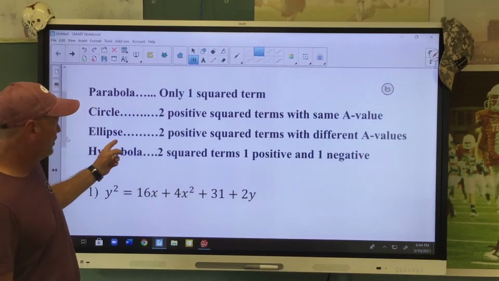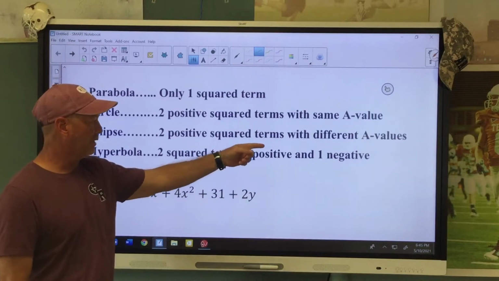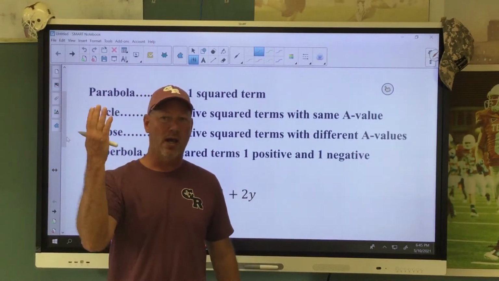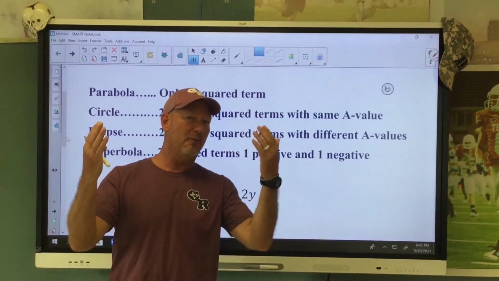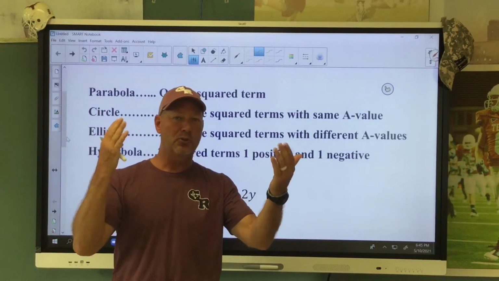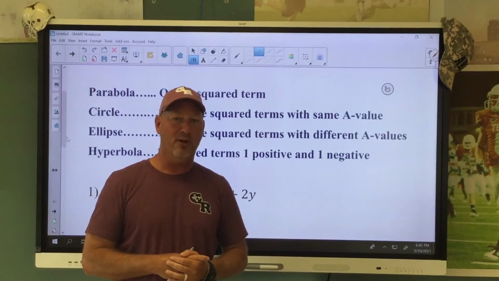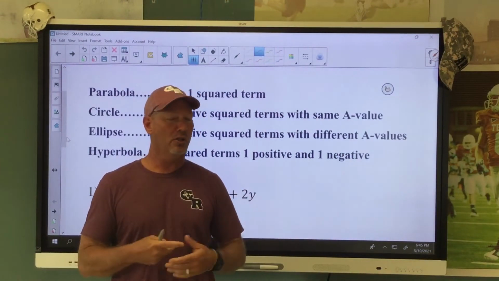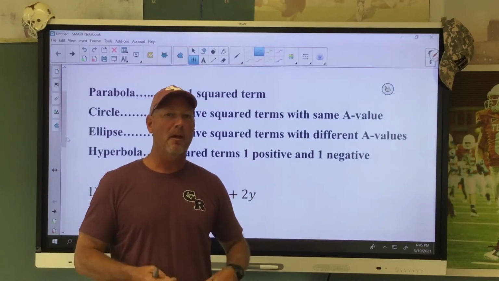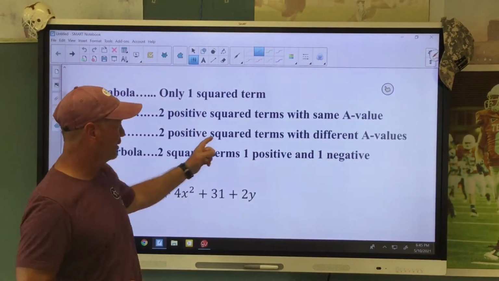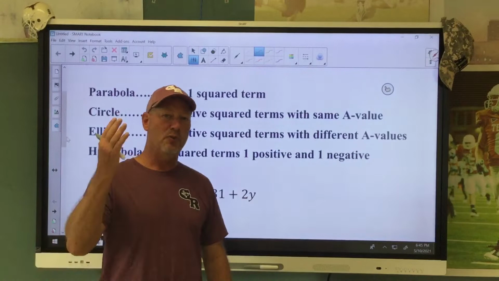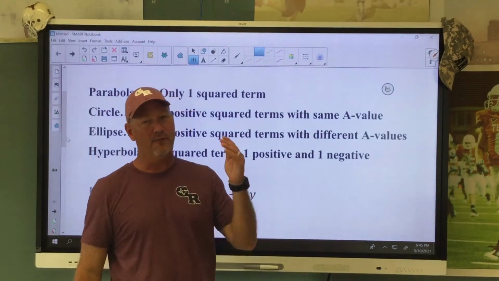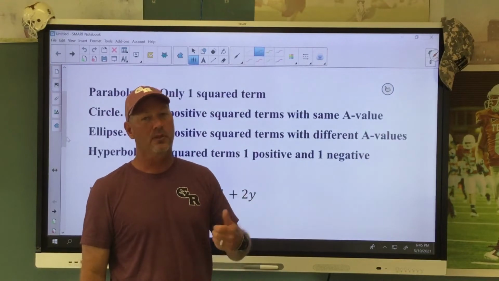If you have an ellipse, if you have two squared positive terms with different a values, you can have just x squared and then maybe 4y squared. But you have a different number in front in that situation. Then you're going to complete the square, put it in standard form. But once you get everything by itself, get 0 by itself, if you have a different number in front of your x squared and a different number in front of your y squared, it's an ellipse.